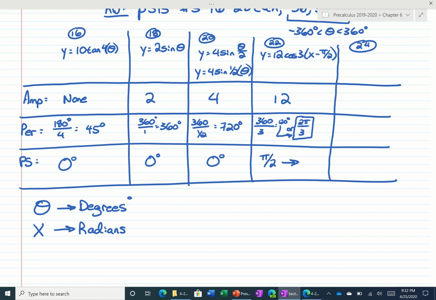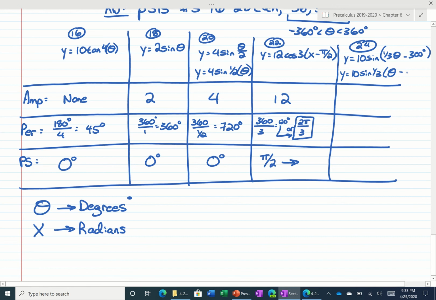number 24. It says we have y is equal to 10 times the sine of 1/3 theta minus 300 degrees. Okay, so the 1/3's in front, it needs to come out. So we'll factor out 1/3. And 300 divided by 1/3 is 900. So we're in degrees. The amplitude is 10. The normal period of sine, we are in degrees, so that would be 360 divided by 1/3. And that would be 1080. And the phase shift would be 900 degrees to the right.